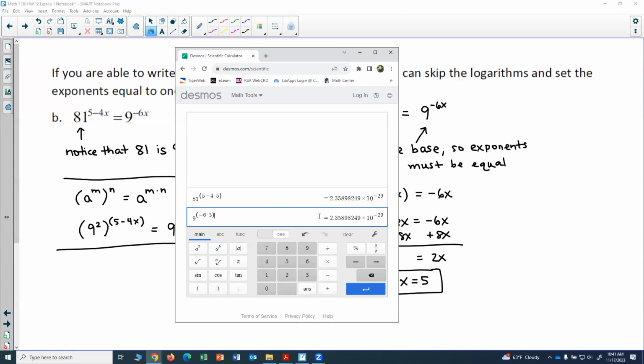The two answers come out exactly the same. That tells me that 5 is correct. I got the value of x that makes the left side of the equation equal to the right side of the equation.